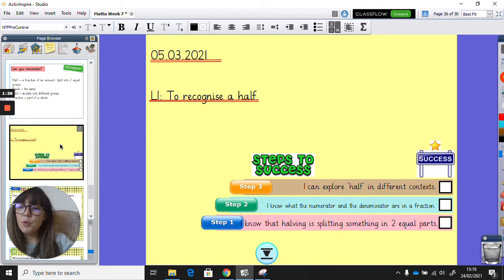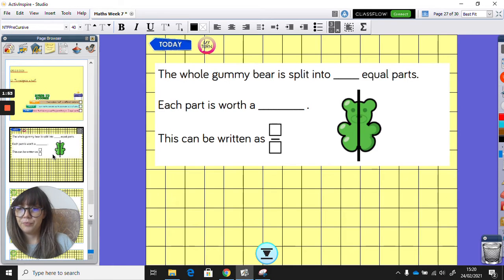So today we're moving on to recognising a half. So step 1 is I know that halving is splitting something into 2 equal parts. Step 2, I know what the numerator and the denominator are in a fraction. And step 3, I can explore half in different contexts. So that will be more like a word problem. Let's move on to my turn.